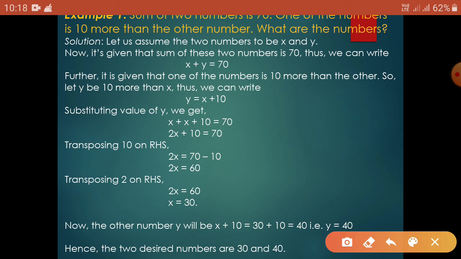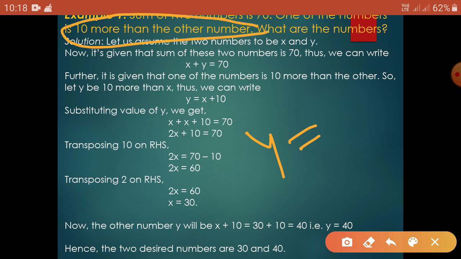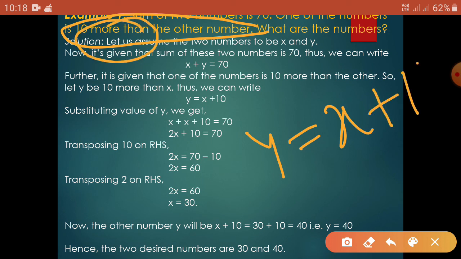Next statement: one of the numbers is 10 more than the other number. Suppose we are taking the number y. So this number is 10 more than the other number. So what is the other number? x. It is 10 more than the other number, that means plus 10. So here it is y equal to x plus 10.